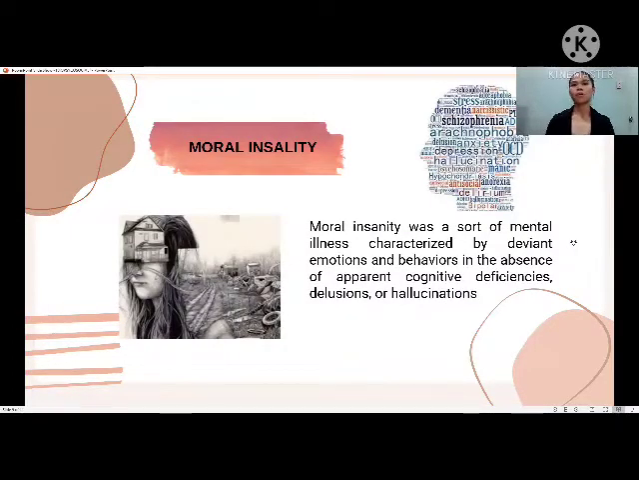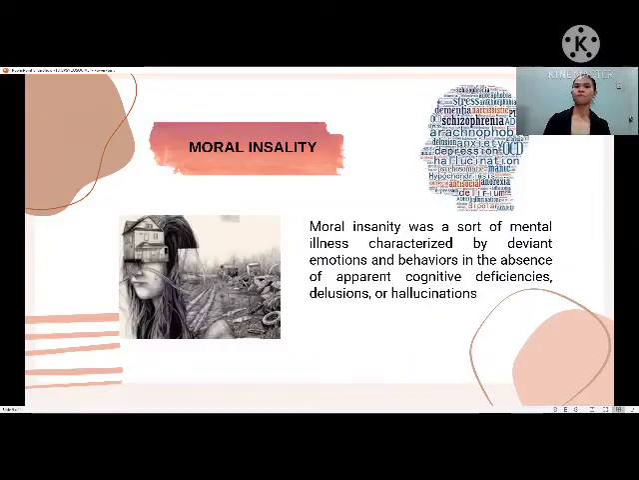Next is moral insanity. Moral insanity was a sort of mental illness characterized by disturbed emotions and behaviors in the absence of apparent cognitive deficiencies, delusions, or hallucinations. For example, I watched a movie, the title of the movie is The Guilty. A woman called 911 to report that she had been abducted by her husband, and the police officer tried to calm her down. Then she said that her son was fine and that he was not even crying anymore because her son was in so much pain due to the snakes in his stomach. And she took the intestines from her son's stomach that she thought were snakes due to her hallucinations.